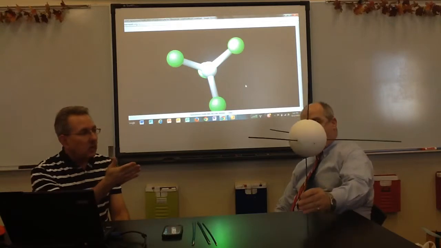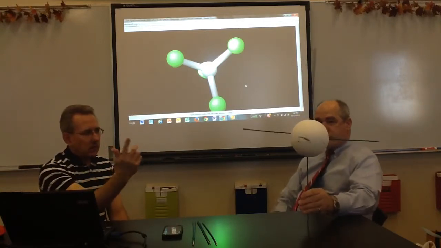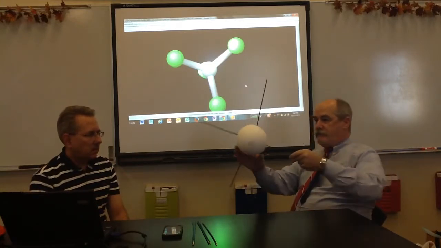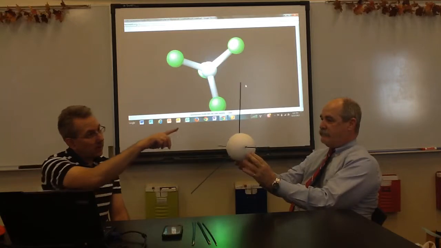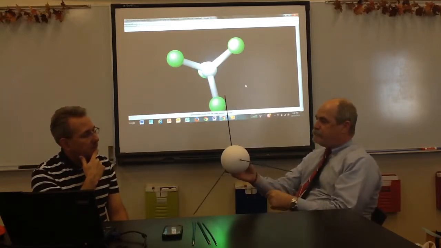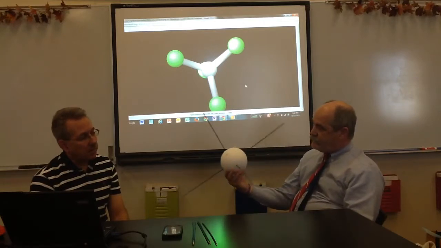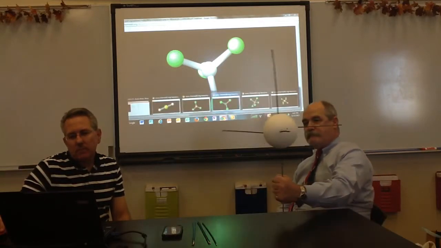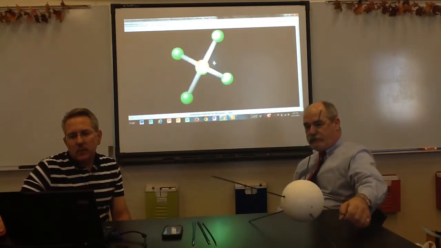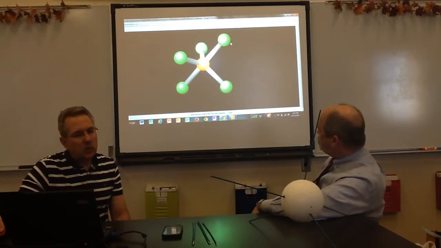So if I'm looking at this correctly, it looks like we have 120 degrees around the center. 120 on these 3, and then we have 90 going up and down. That's pretty much as far apart as we can make them. So we'll go to the picture and then figure out how to name that thing. Here is a picture of phosphorus tetrachloride.